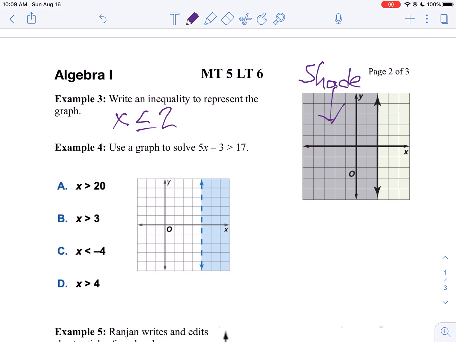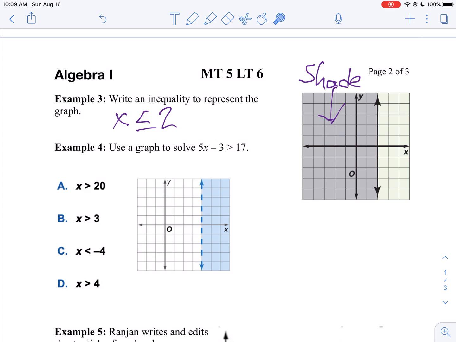On example 4, I suggest pause the video, see if you can do this yourself, then come back. On example 4, we're going to solve this inequality just by looking at the graph. So if I look at my graph, notice it's a dashed line, so there's no line. Well, it's multiple choice. None of these have a line underneath the inequality.